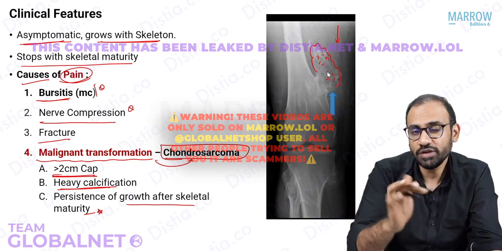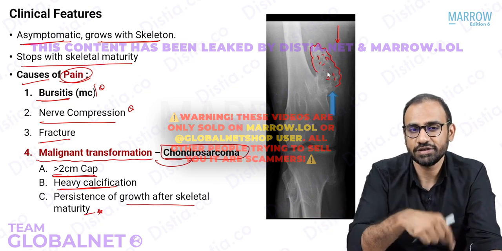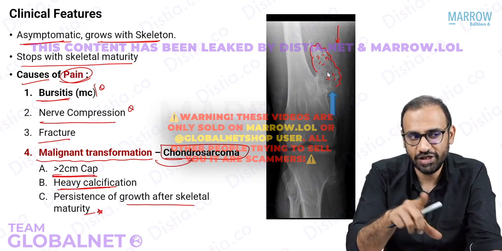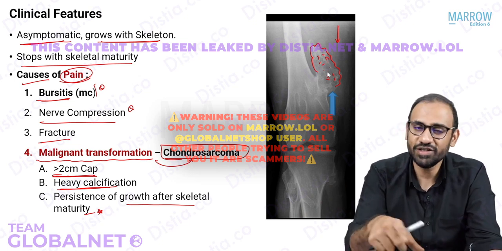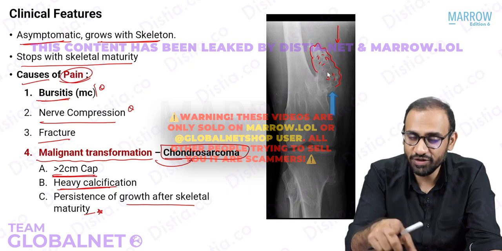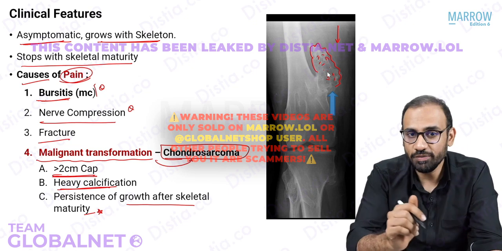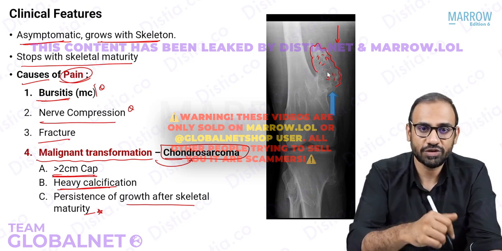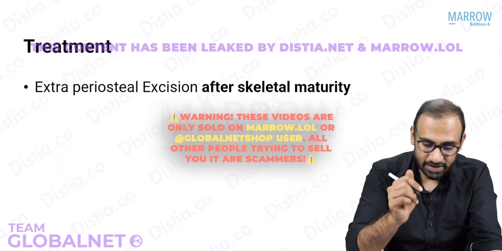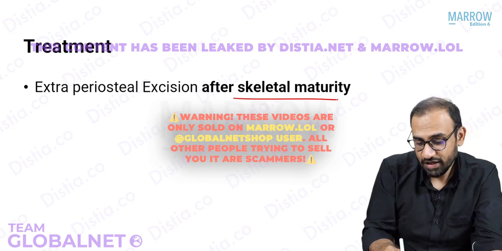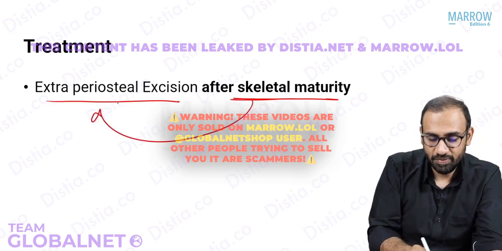Okay. Now coming back to the treatment of osteochondroma, how will you treat this condition? The treatment of this condition is actually initially wait and watch, because it will continue to grow as the skeleton is maturing, but it will stop growing. The problem is if you remove it before skeletal maturity, there will be recurrence. So wait till skeletal maturity, and after skeletal maturity, go for extra periosteal excision.